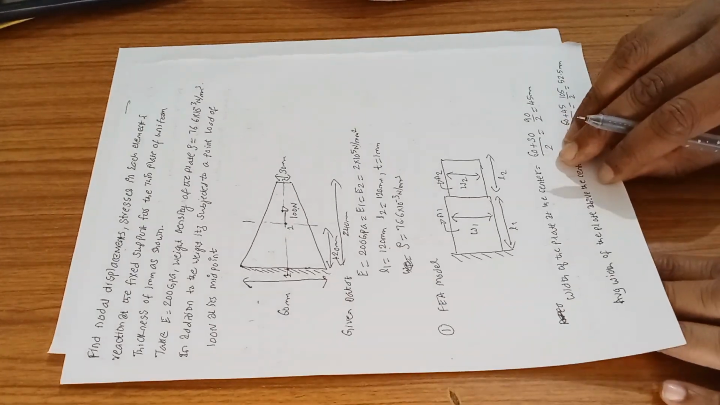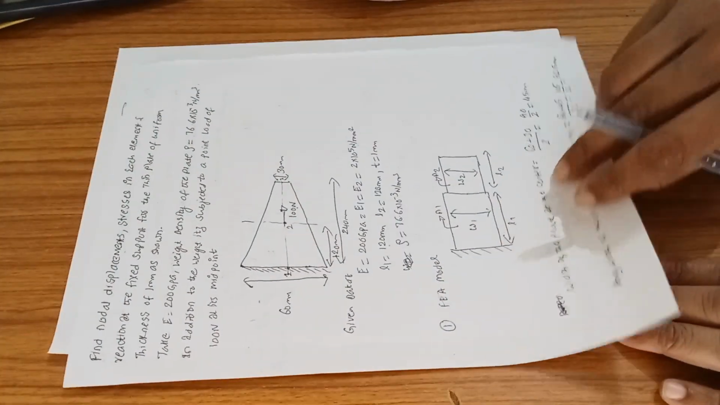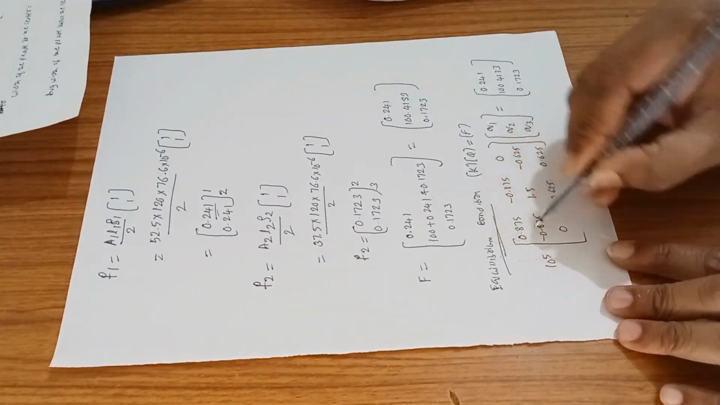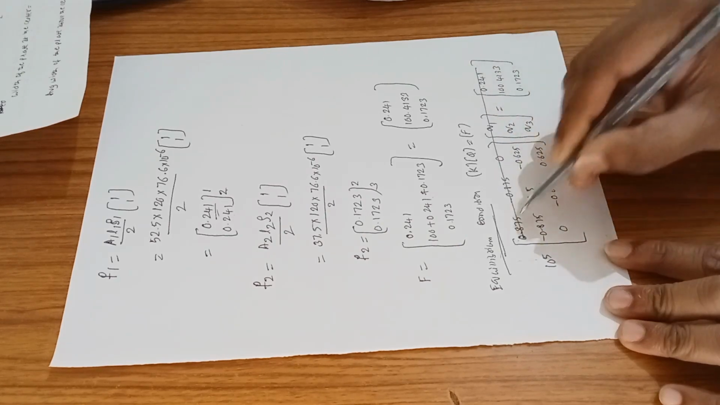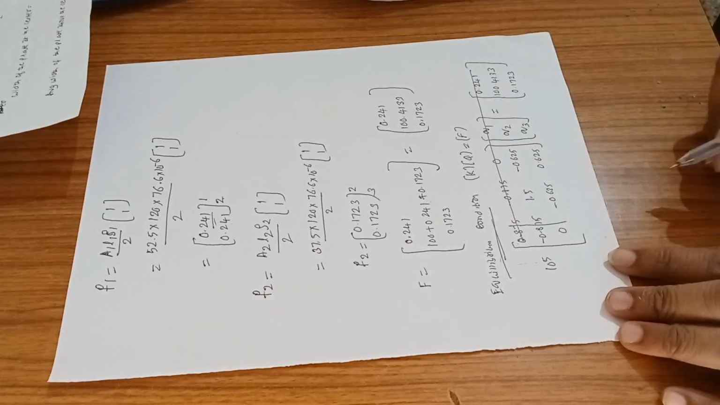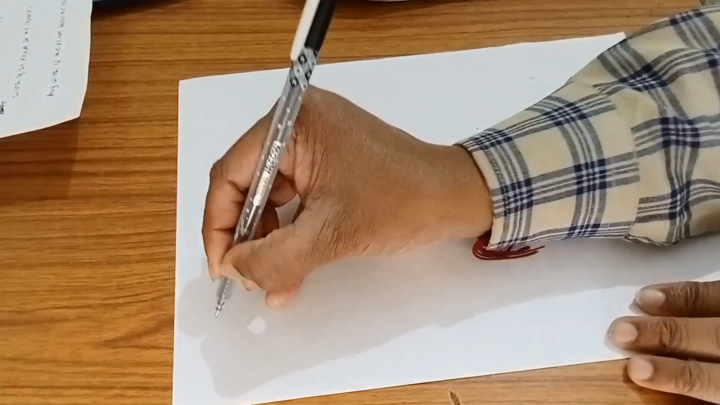So according to elimination method, node 1 is fixed. As node 1 is fixed, we have to delete row number 1 and column number 1. So row number 1 is deleted and also column number 1 is deleted. So upon deletion we get these remaining elements. So those remaining elements we have to solve. So let me try to solve that. First let me try to write that.